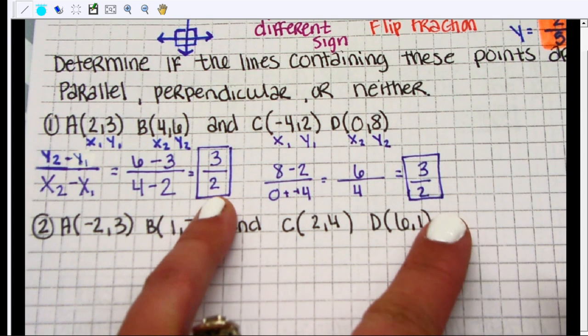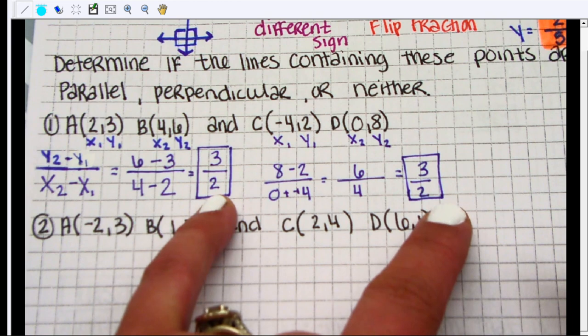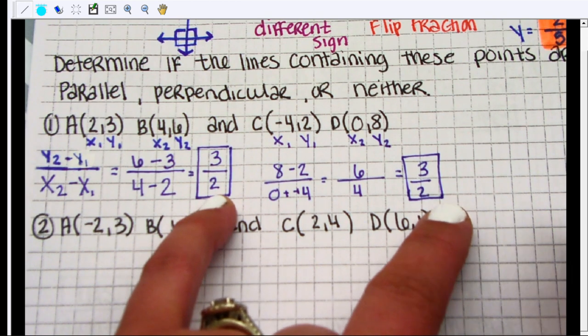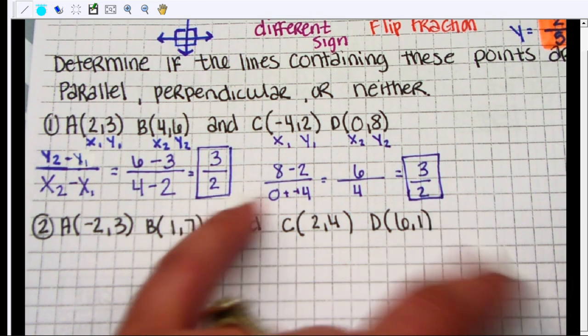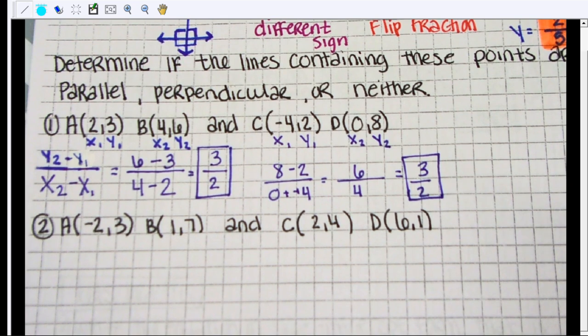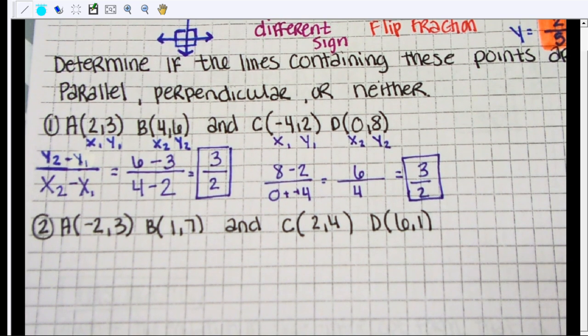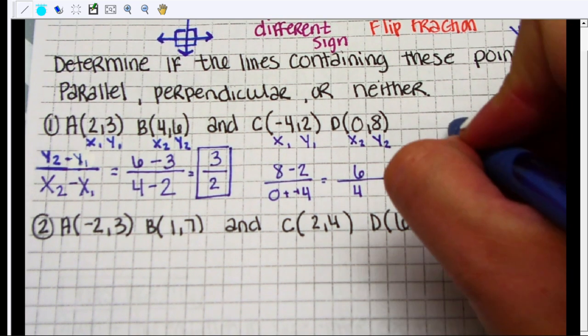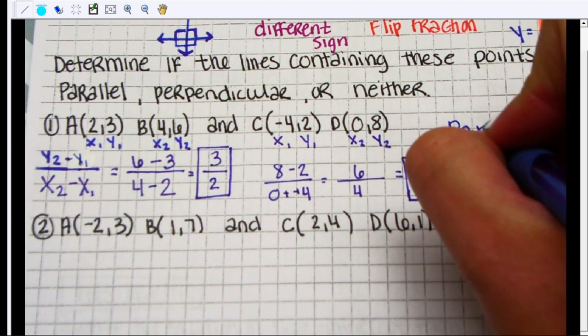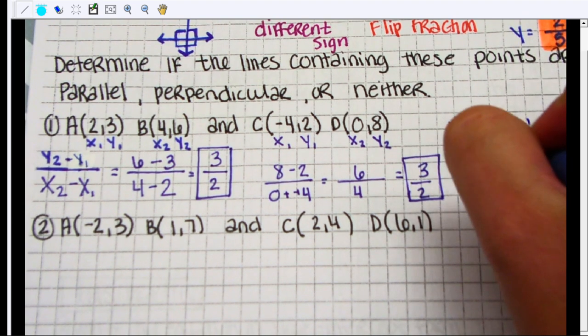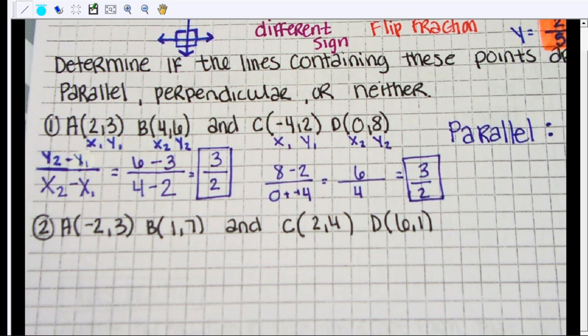I have 3 over 2 and 3 over 2. Are they parallel, perpendicular, or neither of those? How do we know they're parallel? Slope is the same. Good job. So my answer is just parallel. Does anyone remember the symbol for parallel?